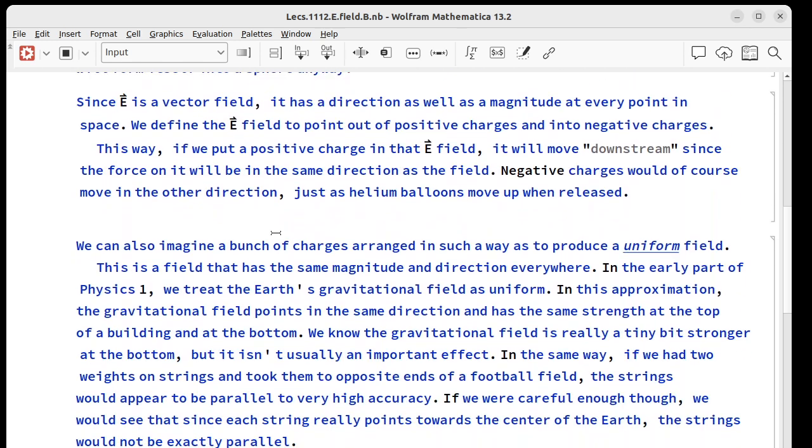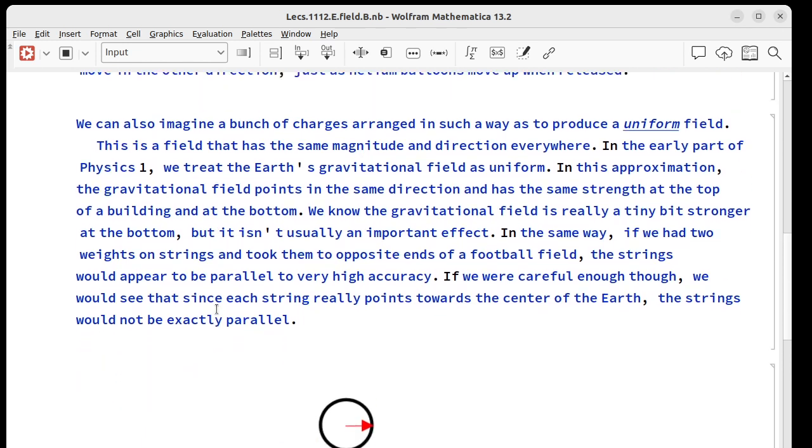Now, E is a vector field, which means it has a direction as well as a magnitude at every point in space. We define the E field to point outward from positive charges and into negative charges. The reason we do this is if we then put a positive charge in that E field, it'll move downstream since the force on it will be in the same direction as the field. That means a positive charge will move away from another positive charge and towards a negative charge. A negative charge would of course go in the other direction, just like helium balloons move up when we let them go and rocks move down.